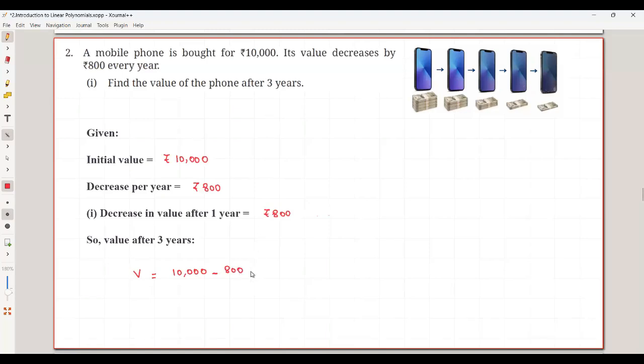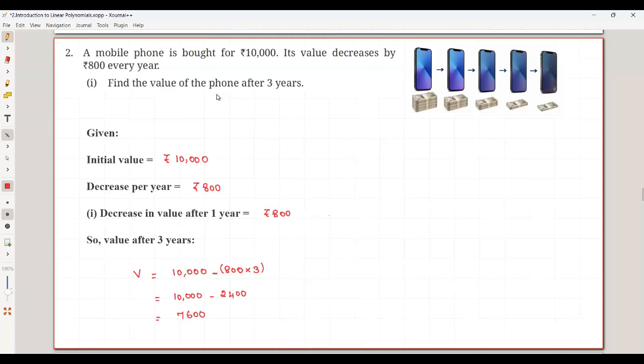Now we have to find it out for 3 years, so multiply by 3. So we'll be getting the answer. 10,000 minus, 3 8s are 24, so 2,400. 10,000 minus 2,400, you will be getting 7,600.